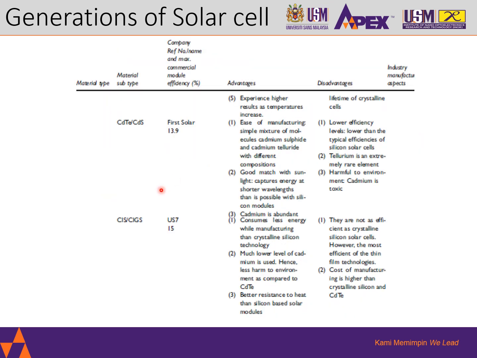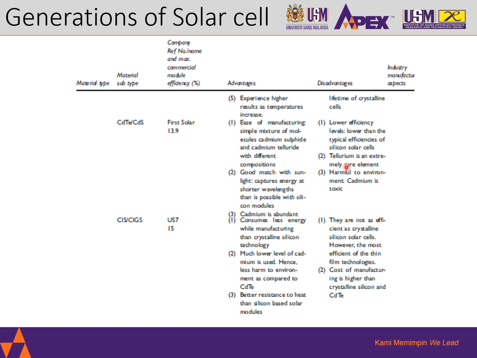Other thin films such as CdTe, CdS, CIS and CIGS: the efficiency of CdTe or CdS is around 13.9%, and CIS and CIGS is around 15%. Okay, the advantages here are actually ease of manufacturing and simple mixture. This is very attractive. However, due to the low efficiency compared to silicon solar cells, it is less attractive.